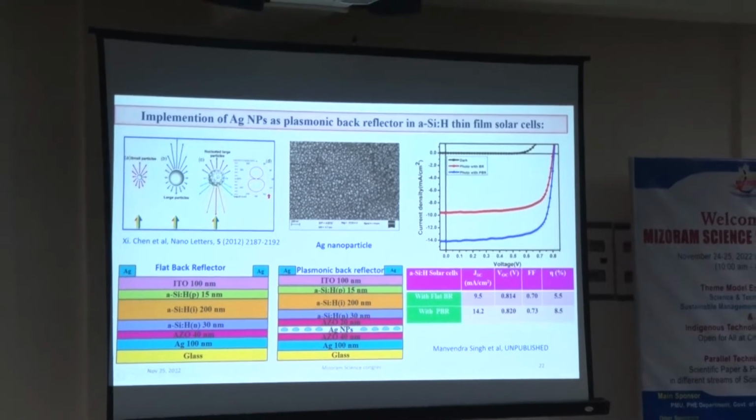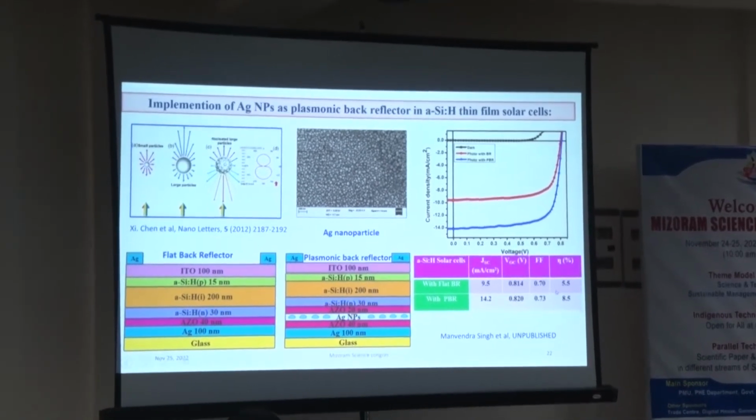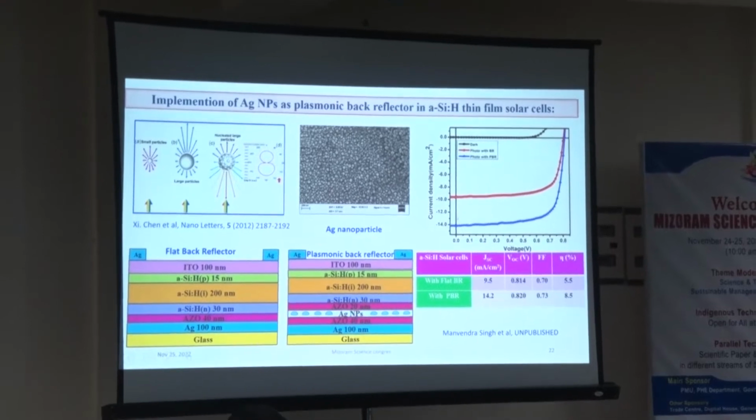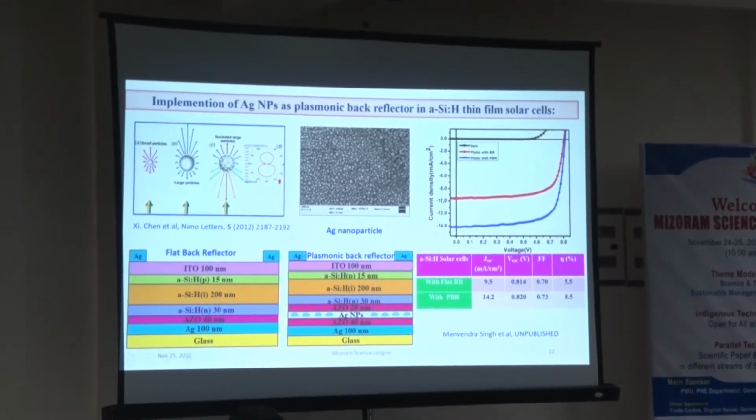By incorporating these simple nanoparticles on the back, some light which was not absorbed I push back, and this gives 8.5%. Here I am still having 200 nanometers, but I have almost double the efficiency. So this is how we can create technologies.